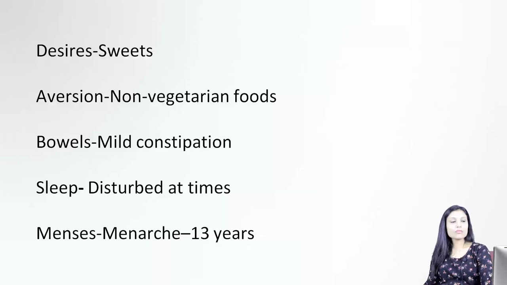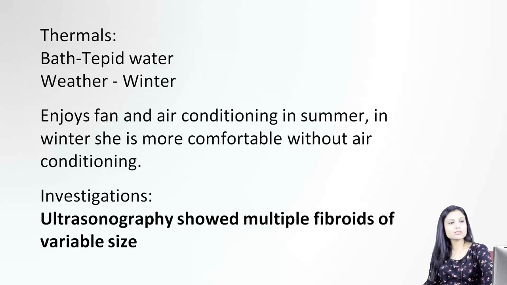Desire for sweets. Aversion to non-vegetarian foods, mild constipation, sleep disturbed at times. Menses, chief complaint, and menarche happened at 13 years of age. Thermals: bathes with tepid water, she likes winter, enjoys fan and air conditioning in summer. In winter, she is more comfortable without the air conditioning. And the ultrasonography confirmed the presence of multiple fibroids.